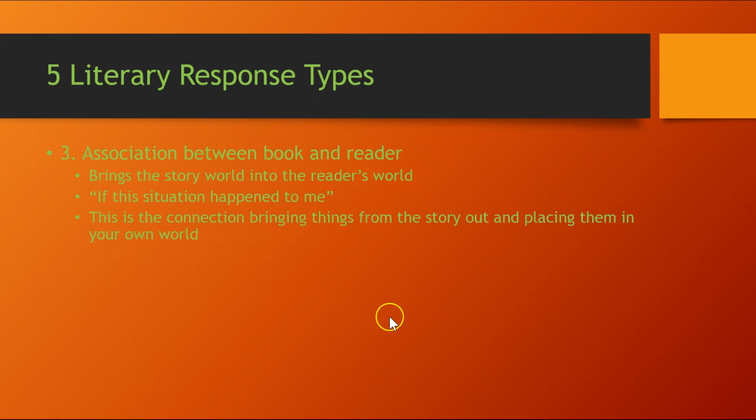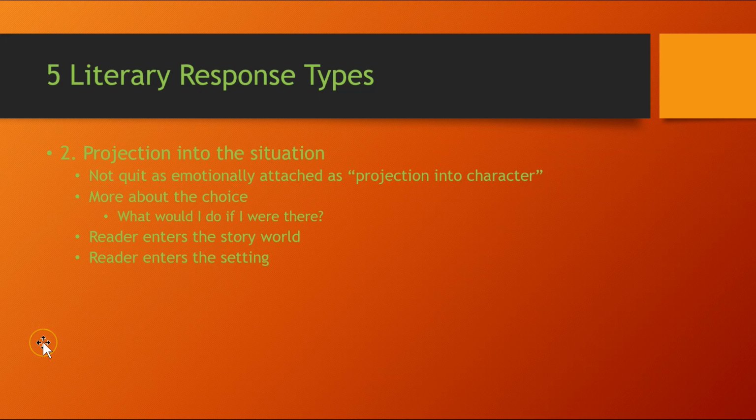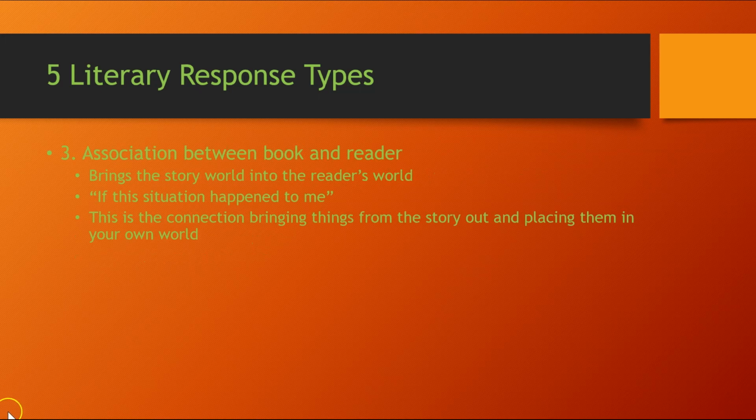Next, we've got association between book and reader. Now the first two, you kind of go into the book. Projection into character, you become the character. Projection into situation, you're really thinking about what would you do if you were there. But then this one is association between book and reader. This really brings the story world out into your world. Not you going into a character or into a situation, but bringing stuff out.